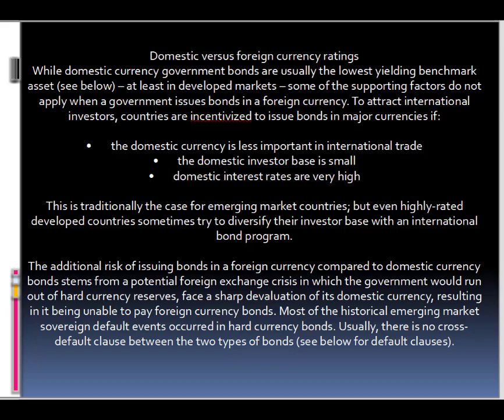The additional risk of issuing bonds in a foreign currency compared to domestic currency stems from a potential foreign exchange crisis, in which the government would run out of hard currency reserves, face a sharp devaluation of its domestic currency, resulting in it being unable to pay foreign currency bonds. Most of the historical emerging market sovereign default events occurred in hard currency bonds. Usually there is no cross-default clause between the two types of bonds.